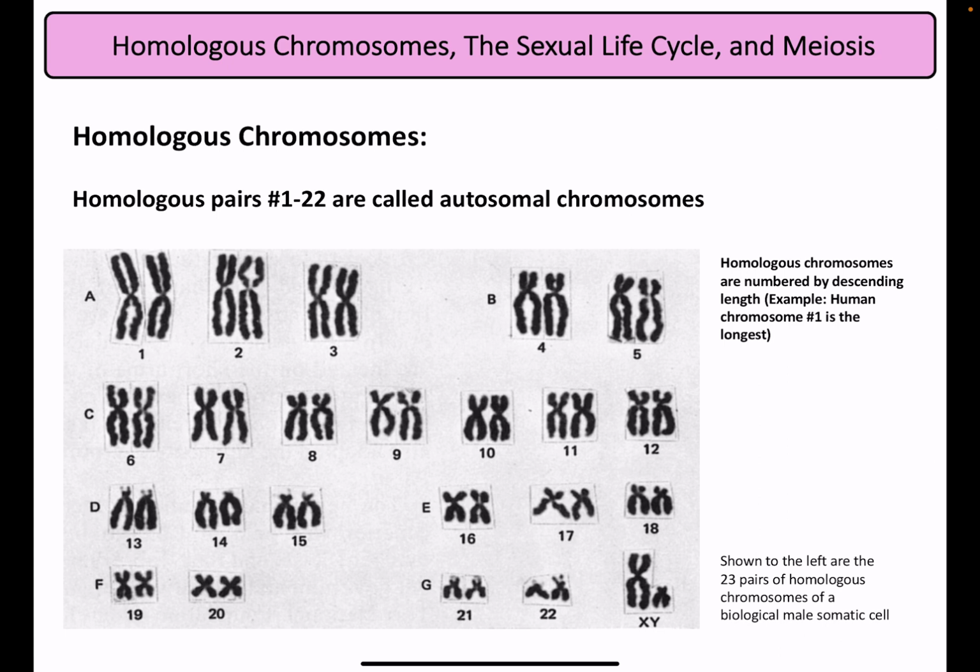Now, I want to say one more thing on this slide. Up here, if we're not referring to the sex chromosomes, all other pairs, the other 22 pairs from here to here, those are called autosomal chromosomes. So chromosomes 1 through 22 are called autosomal. The last pair are called sex chromosomes.